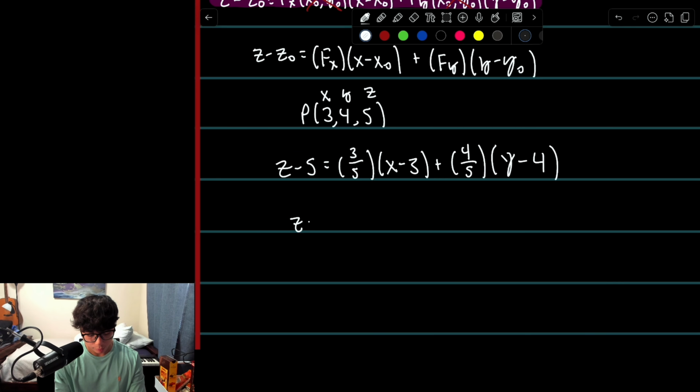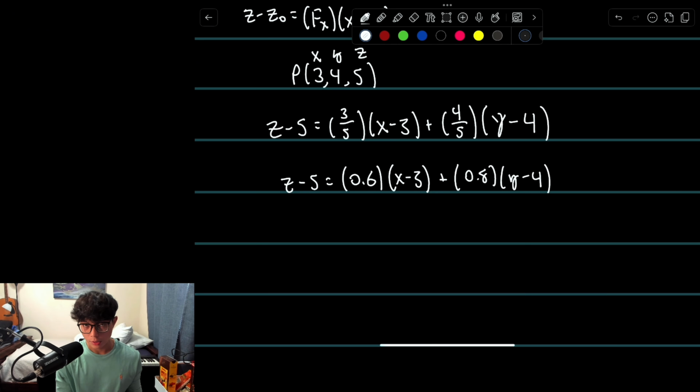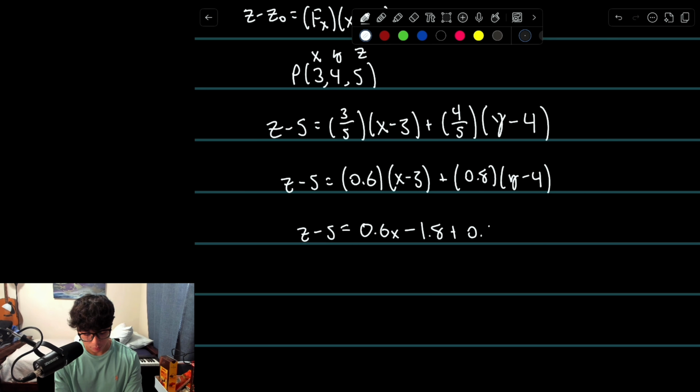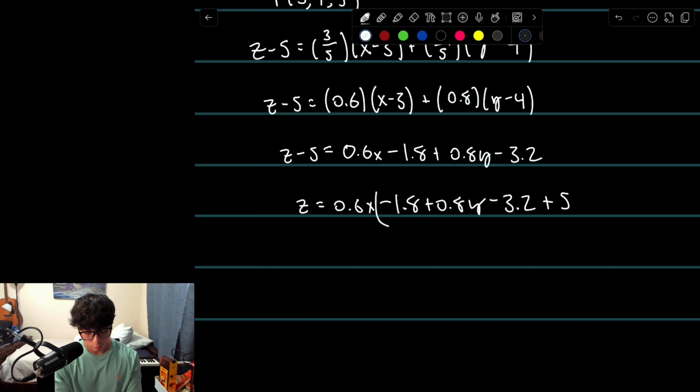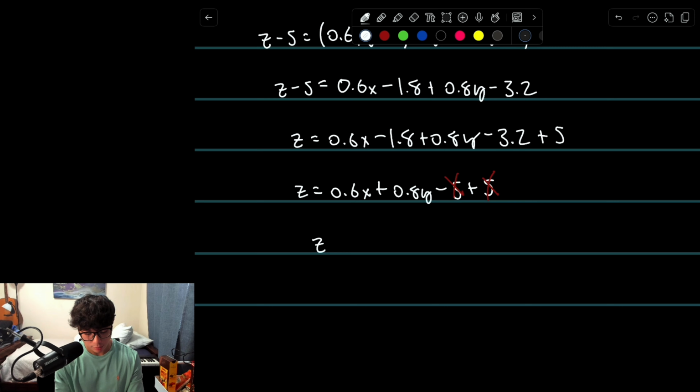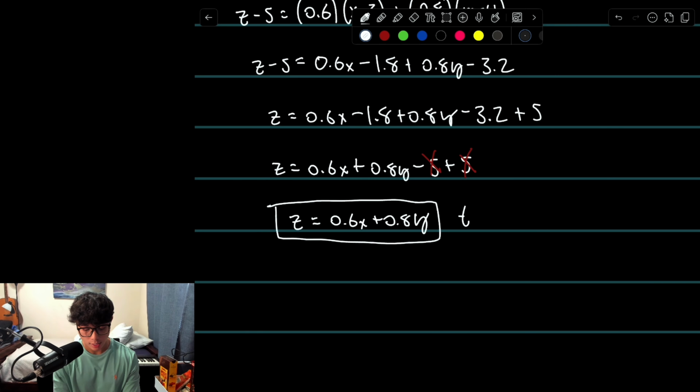So I'll rewrite it really quickly. 3/5 is the same as 0.6, 4/5 is the same as 0.8, and now all we do is distribute. So this becomes 0.6x minus 1.8 plus 0.8y minus 3.2. We can then add the 5 from the left side, giving us 0.6x minus 1.8 plus 0.8y minus 3.2 plus 5. Luckily, negative 1.8 minus 3.2 just becomes negative 5, which means we can cancel this 5 and this 5. So we are now left with z equals 0.6x plus 0.8y, which is our tangent plane.